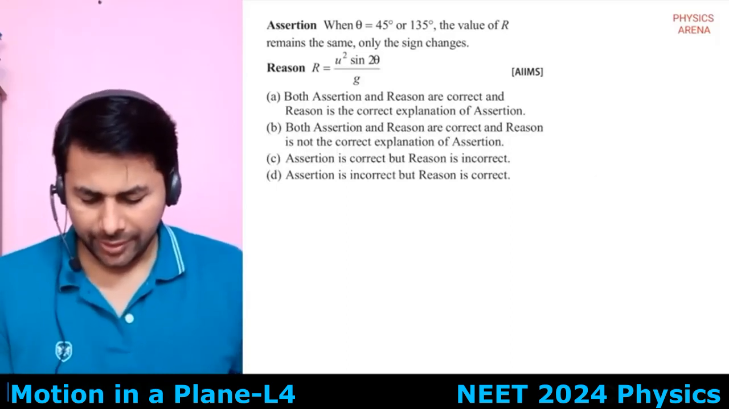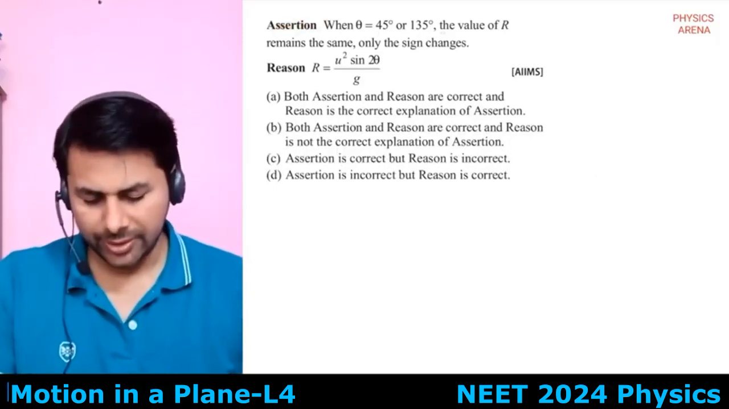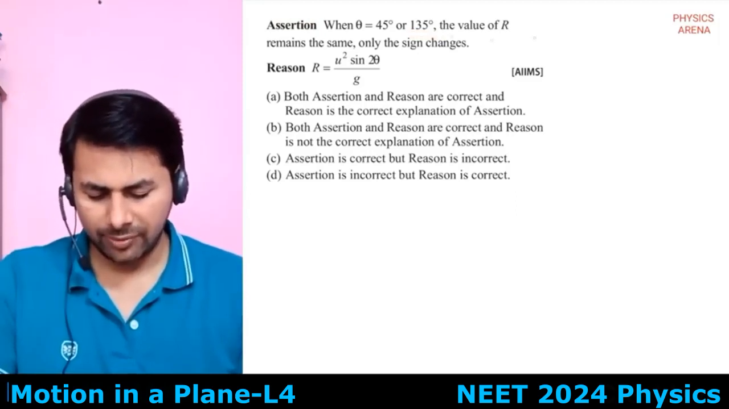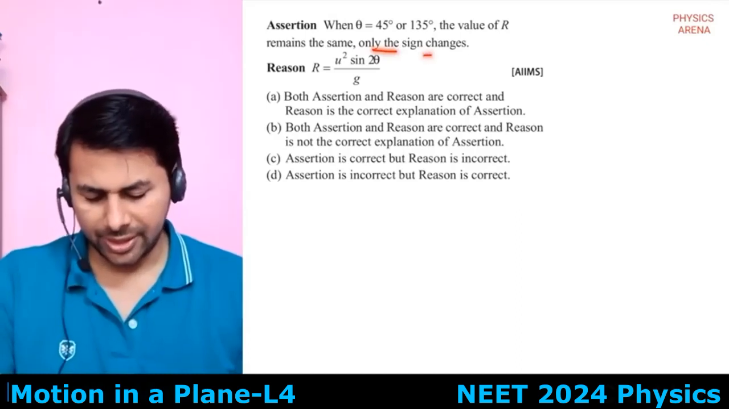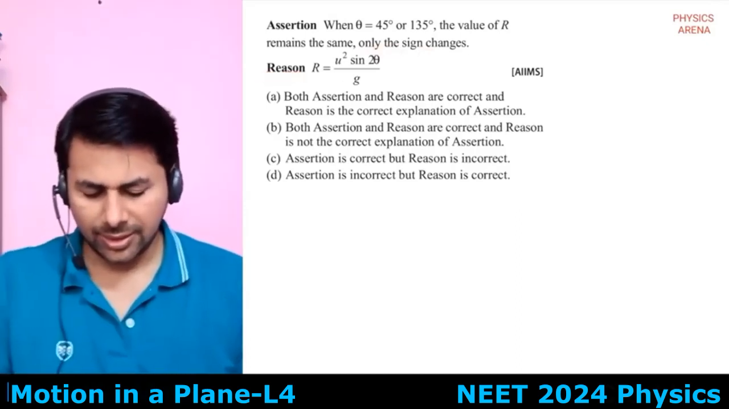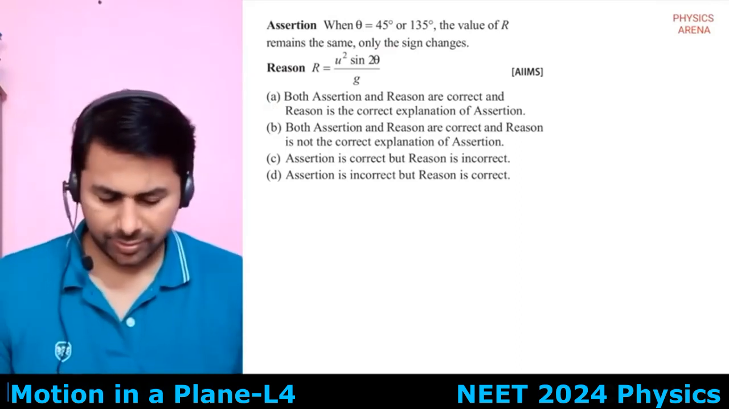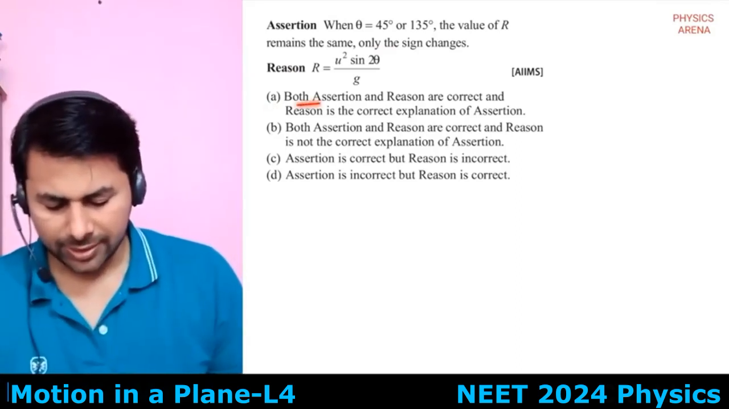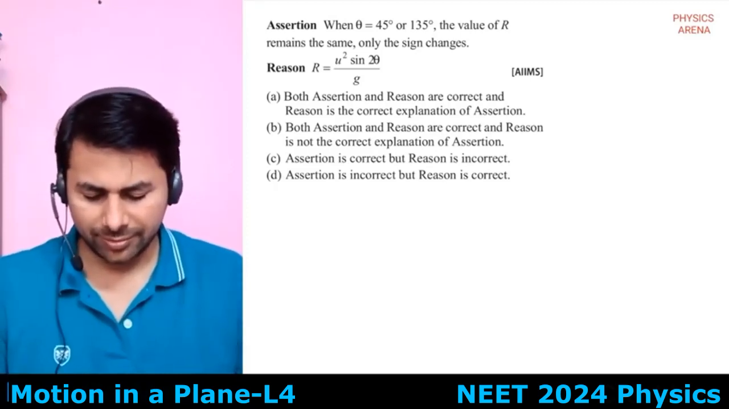Okay. Next question. Assertion: when theta equals 45 degrees or 135 degrees, the value of R remains the same, only the sign changes. Reason: R is equal to u square sine 2 theta upon g. And the options are, both assertion and reason are correct, and reason is the correct explanation of assertion.